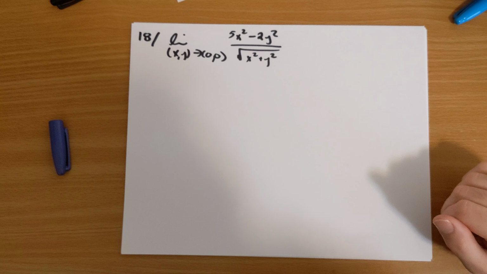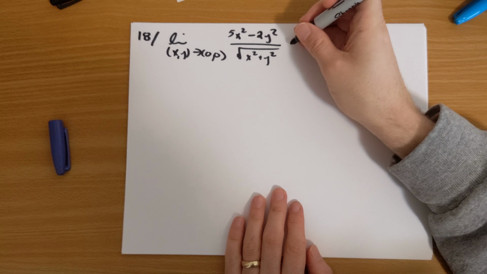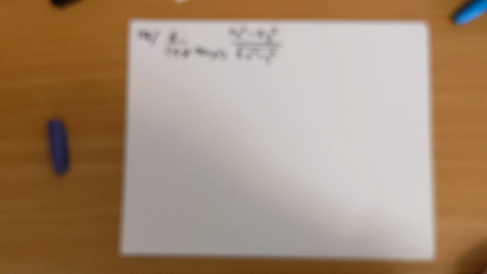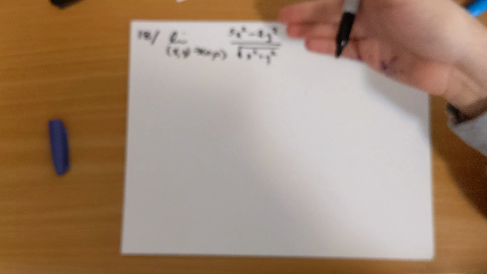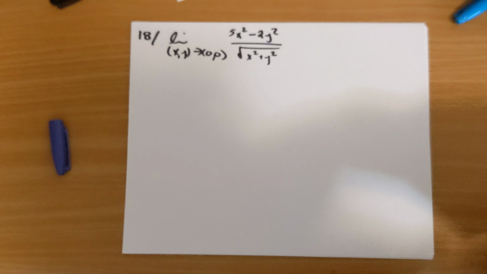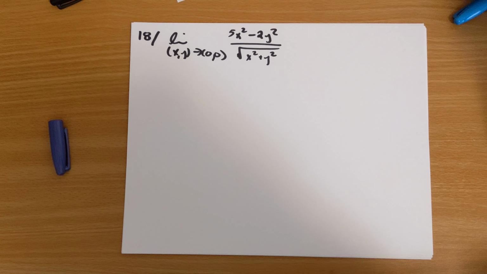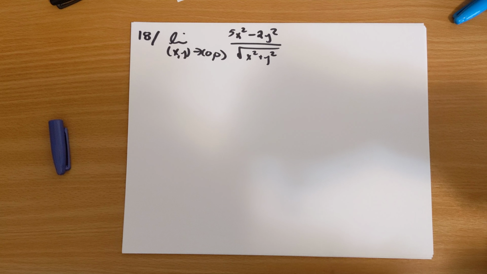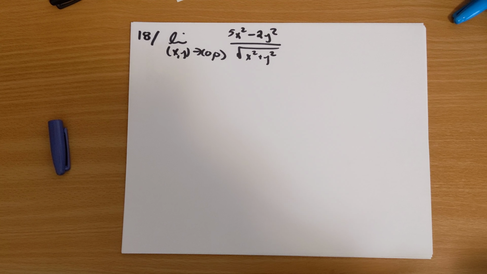Problem number 18. Show that this limit is equal to 0. How do we accomplish this? Well, for something like this, first off, note that if we plug in 0 for x and y, we get 0 over 0. So we can't just argue by continuity here. Instead, the best thing that we can do is to use the squeeze theorem here.